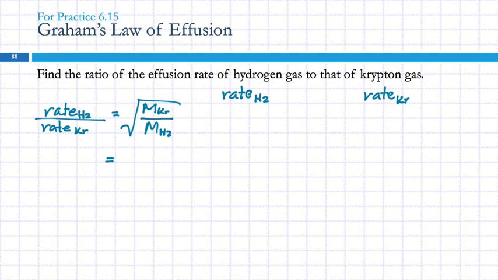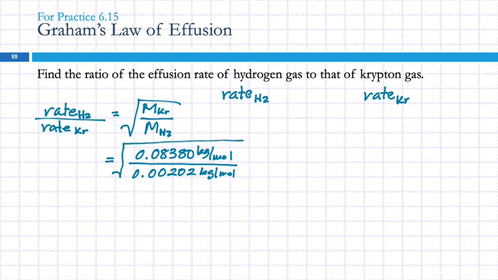Yeah, gosh, I cannot see that part of the periodic table. So it'll be 0.08380 kilograms per mole. Because in grams, it's 83.8. And for hydrogen, it's going to be 0.00202 kilograms per mole. And then the square root of that is 6.44.